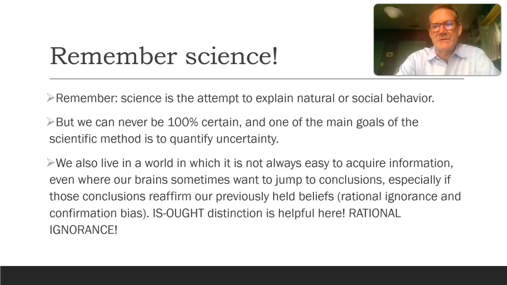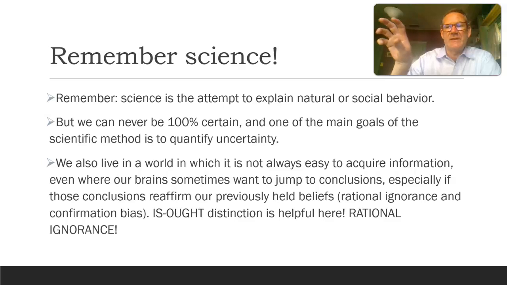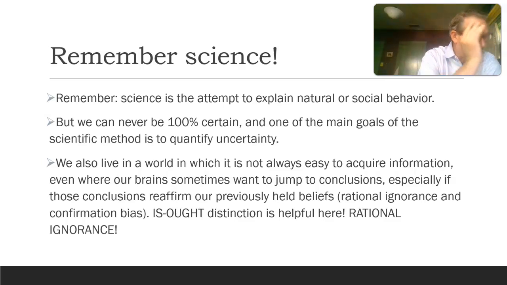So remember, rational ignorance makes it difficult to sort through all the information, and we don't just know what's going on automatically. And confirmation bias is a cognitive tendency in our brains to focus on the things we want to hear and to discount and make go away the things we don't like to hear, okay? And remember the is-ought distinction here, right?